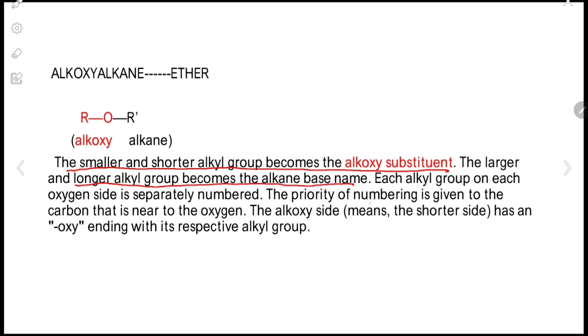So now we have to do the numbering of the carbon atoms. And how we do the numbering is we start from the carbon to which the oxygen is very near, and that carbon is given as number 1. The alkoxy side is the shorter side and it ends with an oxy, and the other one is a bigger chain. So let us see some examples here.